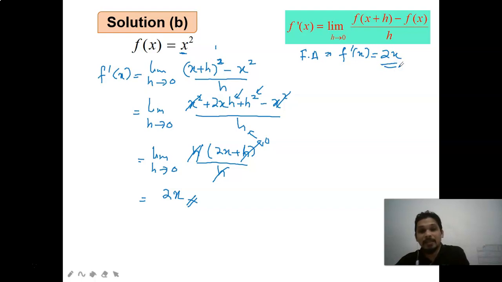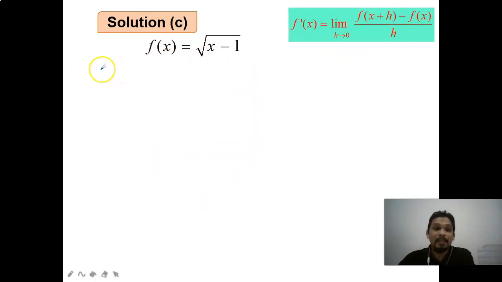Okay, next, f prime x equal to, okay, for this one here now is also then equal to x minus 1 to the power of half.